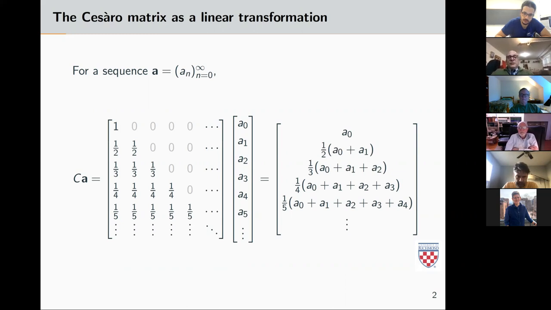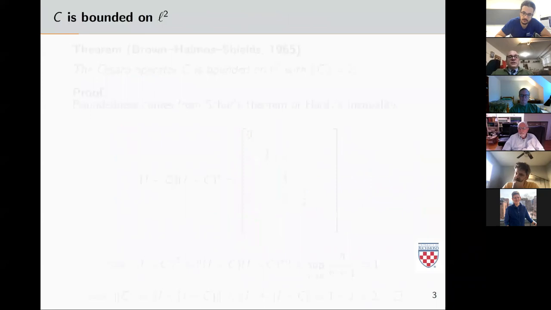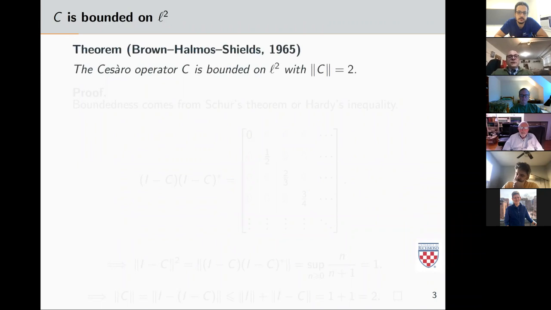All right, so now I want to let the sequences belong to a certain Banach space, and it'll actually be a Hilbert space. I want to look at the square summable sequences, known as little L2. A result that appears in a paper of Brown and Halmos from 1965 says the Cesaro operator is bounded on little L2, and the norm is equal to 2.